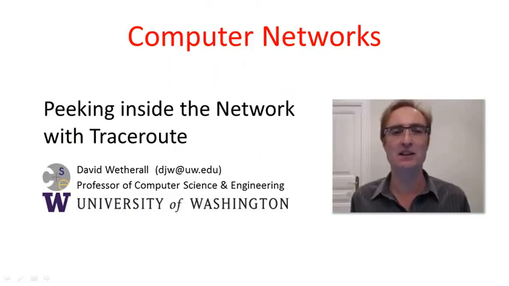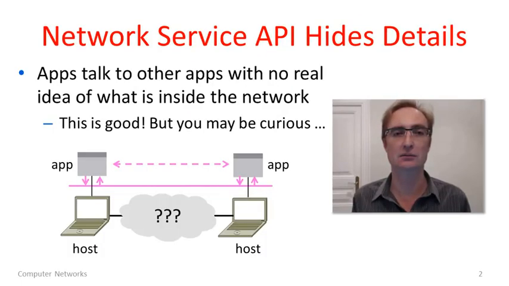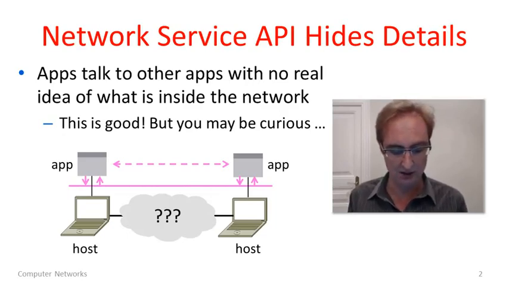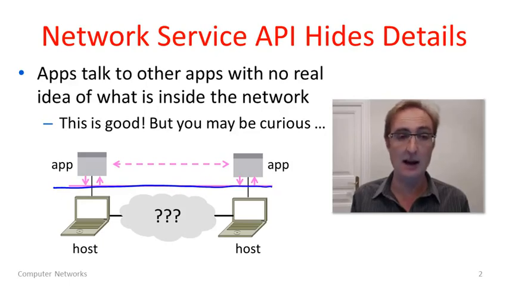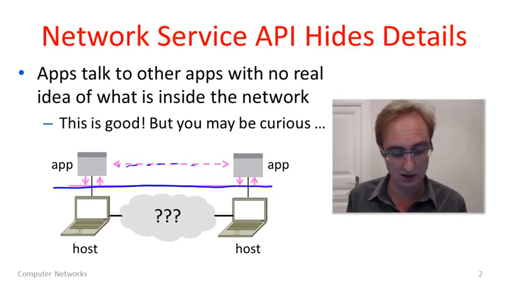G'day viewers. In this segment we'll use a program called Traceroute to peek inside the network and see some of its internal structure. So this picture gives us the context for where we were before. You can see that using the Network Service API, sockets is what we looked at, applications talk to each other across the network.